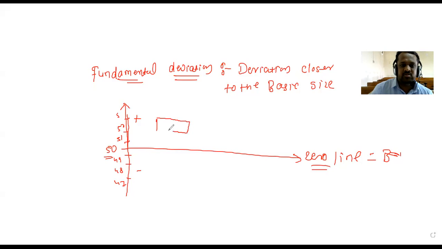Suppose this is the tolerance zone of the shaft. Okay, what is this? This indicates the lower limit, right?